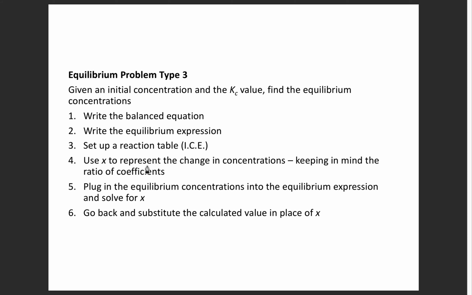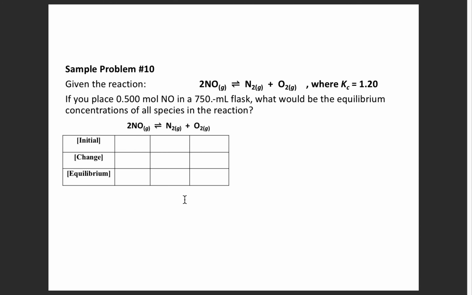Because you're only given the initial concentration and you're not given any other information about what happens or how it got to equilibrium and what the equilibrium value is, we have to use, mathematically, algebraically, x as a placeholder. So we're going to use x and solve for x in this case when we fill out our ICE table. And you'll see what that looks like when we do the next sample problem. So let's take a look at that.